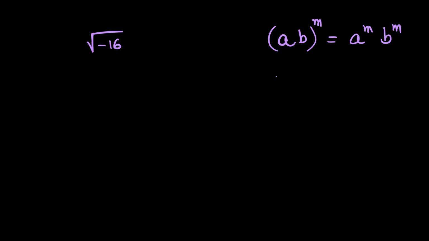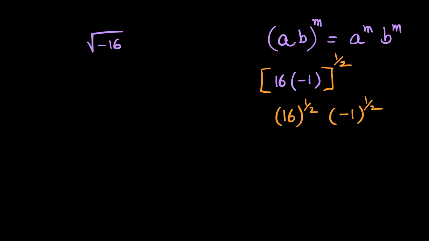Now let's start with the square root of a negative number such as negative 16. Using the rule of indices, (ab)^m is a^m b^m. I can write negative 16 as 16 multiplying negative 1, and now I am raising it to a power of half. So I can write this as 16 power half and negative 1 power half. So this is the square root of 16, that's the same thing as power half, and this is the square root of negative 1.